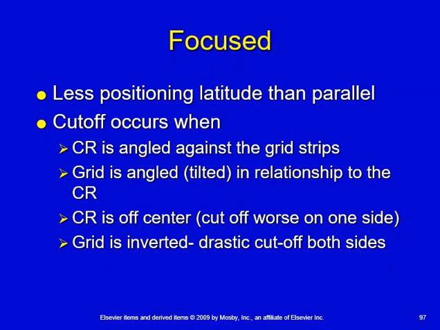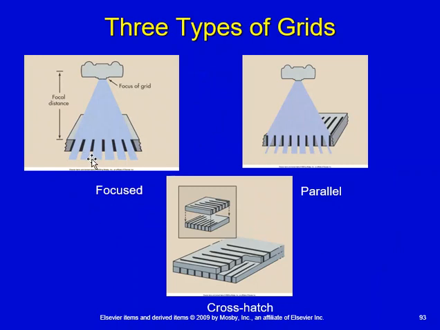If the grid is inverted, meaning it's upside down, then you're going to have very drastic grid cutoff on both sides. In the center of the image receptor, you're going to have good density. But because of the grid strips, if we had this grid inverted or upside down, the central ray would be coming across the grid strips like that. So the only place that you would have good density is right in the middle of the grid. Straight away, you would have grid cutoff, very drastic grid cutoff in the periphery. It wouldn't even be in the periphery; it'd just be right outside of the center of the grid.